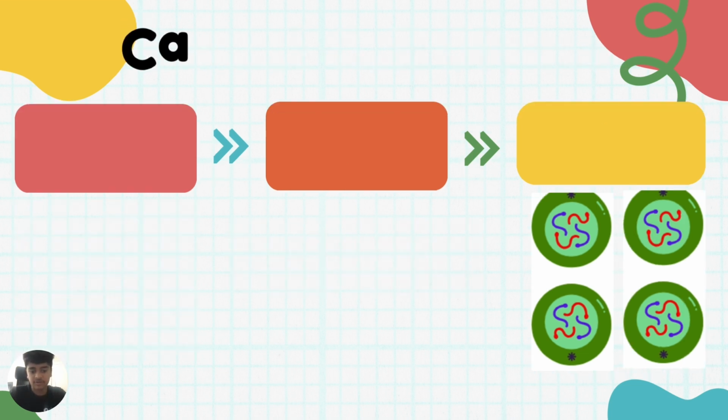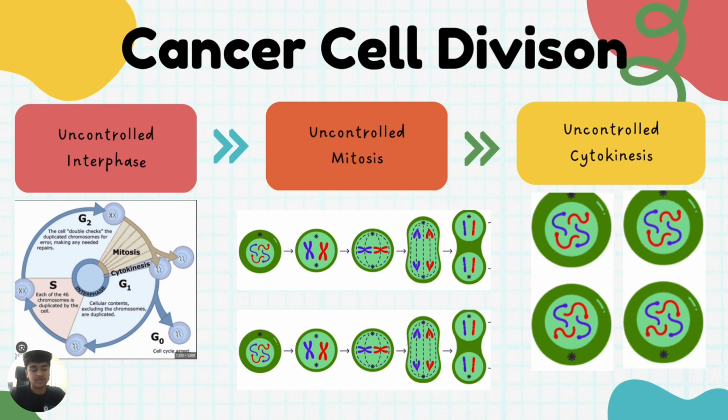Well, when we head over to cancer cell division, this just gets uncontrolled. Why? Because this process called G0, where cells die, does not happen. So this keeps repeating and repeating. Like we said here, mitosis repeats, and even cytokinesis repeats, which leads to the process of cancers.